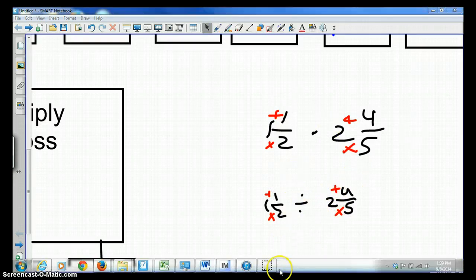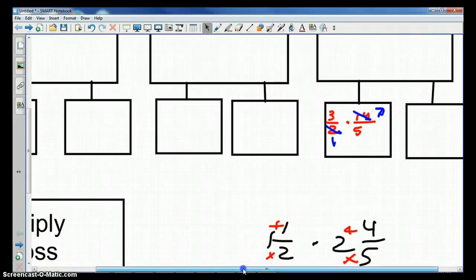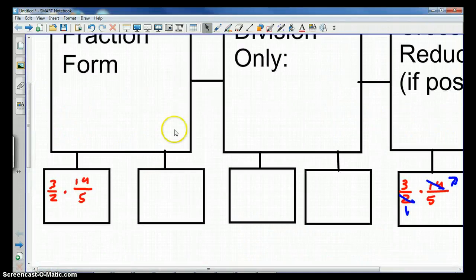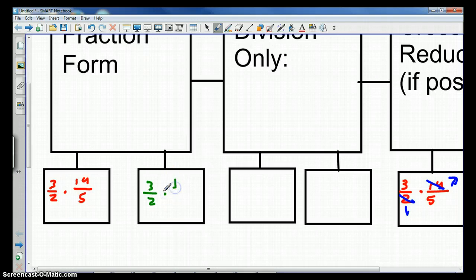So since we did that same thing here, the first step is actually exactly the same since they're the same numbers. It's going to be, let me pick a different color so it stands out, 3/2 times 14, or divided by 14/5. So same problem, only with division.